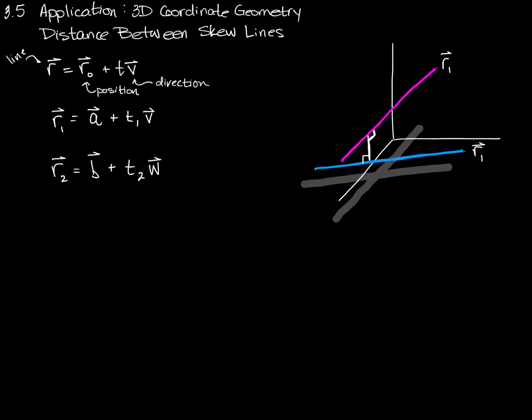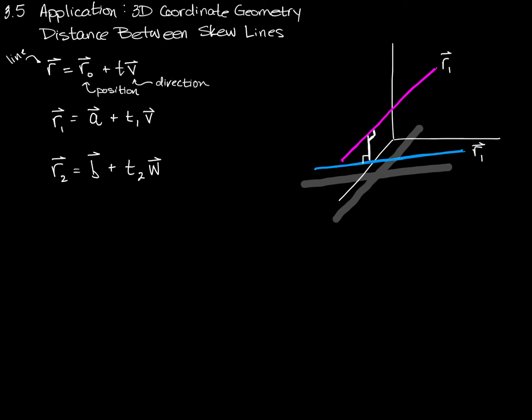But these two lines, this pink line R1 and the blue line R2, are skew. They're floating in space. They are separated from one another by, at the very shortest possible distance between them. They're separated here by the length of this white line segment. And our goal is going to be to figure out what is the length of that line segment.